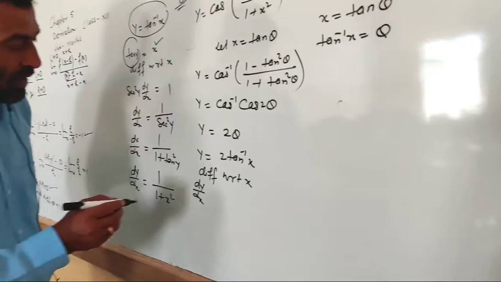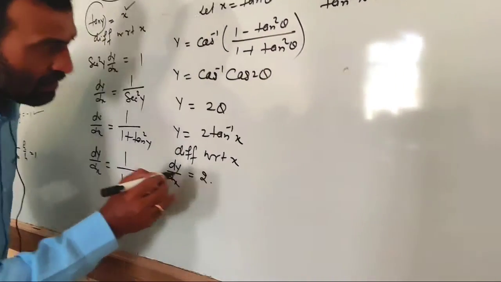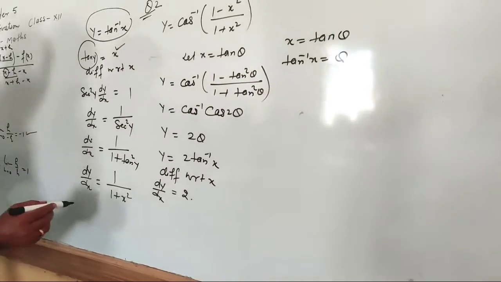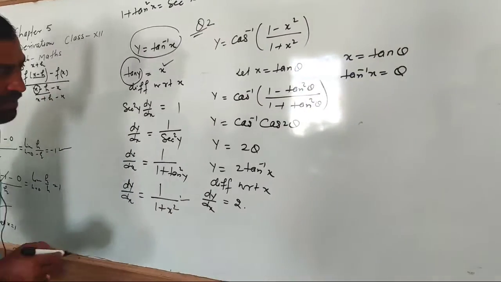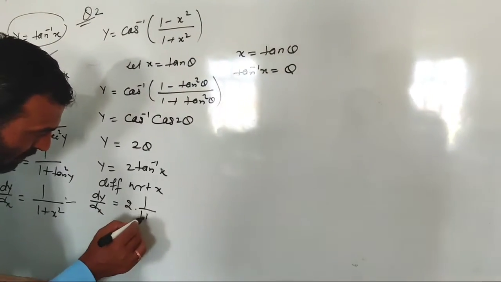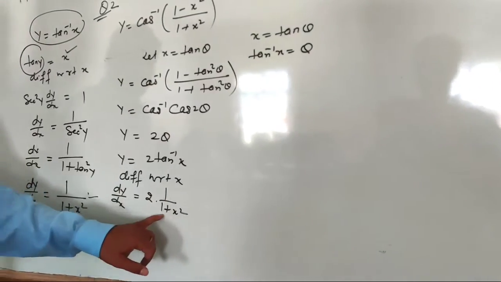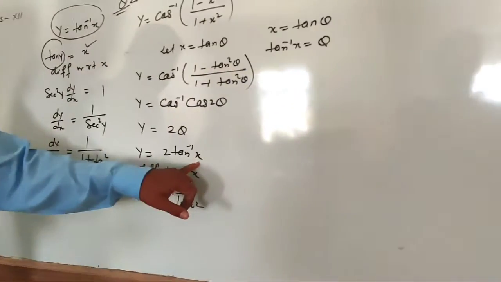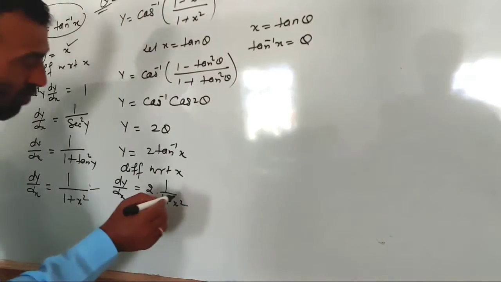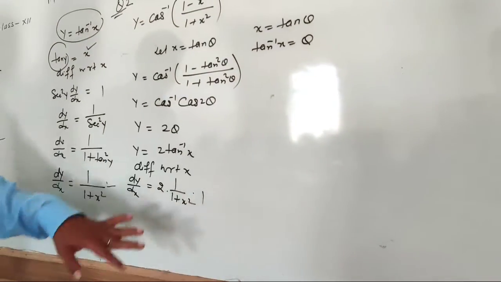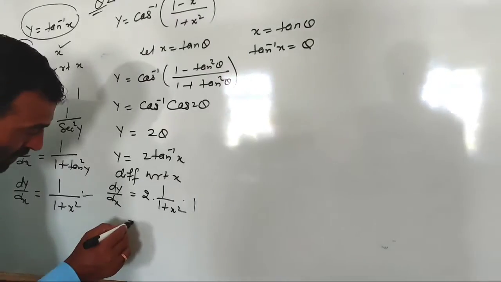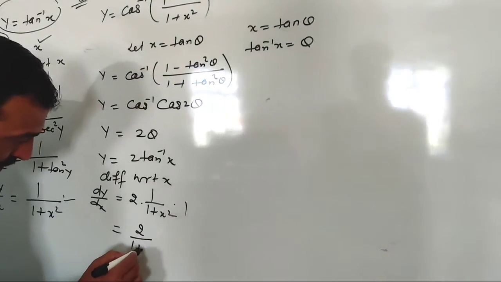The constant 2 stays the same, and the derivative of tan inverse x, which we have already proved, is 1 upon 1 plus x square. Again the angle is x, and the derivative of x with respect to x is 1. This is the complete derivation, so we get the answer dy upon dx is equal to 2 upon 1 plus x square.